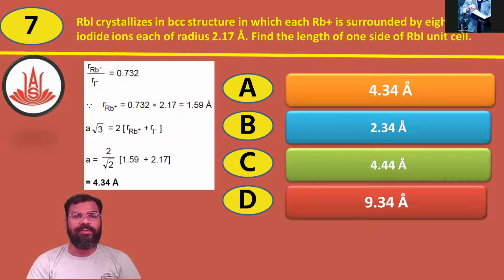Now root 3 into a is equal to 2 times r plus plus r minus, so a is equal to 2 by root 3 into 1.59 plus 2.17. If you simplify this, you will get 4.34 angstrom. That is, option A is the correct answer. Option A, 4.34 angstrom, is the correct answer for it.